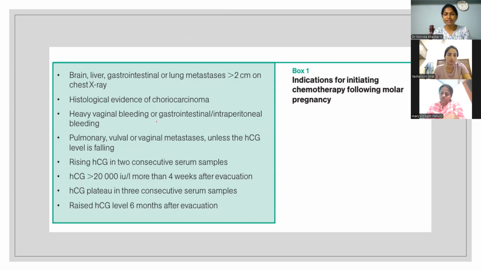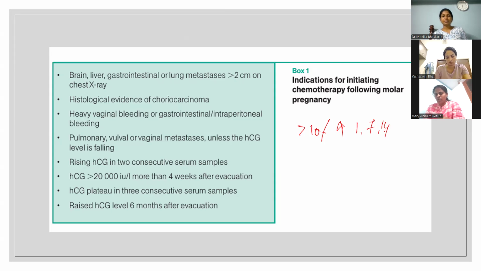And if there is any rising HCG in two consecutive serum samples. So first day you will repeat, again on the 7th day you will repeat, and again on the 14th day you repeat. If the beta HCG is rising, more than 10% rise. So today you have done, 1 week later you repeat, and 2 weeks later you repeat, the beta HCG is more than 10% increasing. If it is in that increasing trend in the consecutive samples, then also you have to start prophylactic chemotherapy, as it is a progression to GTN.